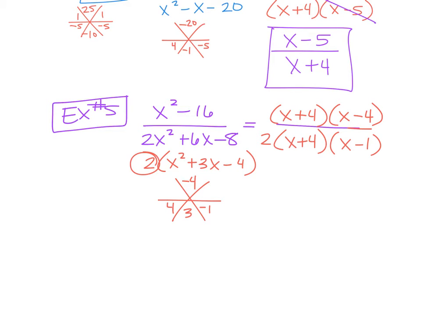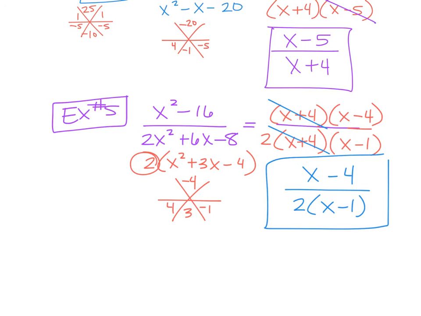And now you can start slashing. So we're going to take away x plus 4 over x plus 4. And then your answer would be x minus 4 over 2 times x minus 1. Now, you don't have to distribute. You could if you want. If you want to distribute it back in, that's fine, but you definitely don't need to. You can leave it just like that. Any questions?